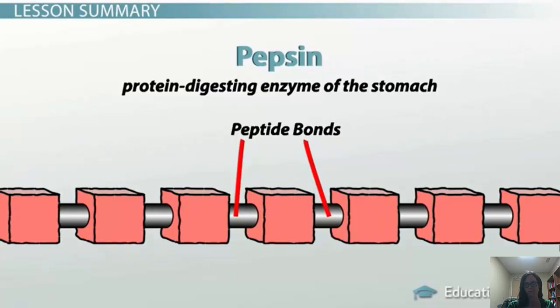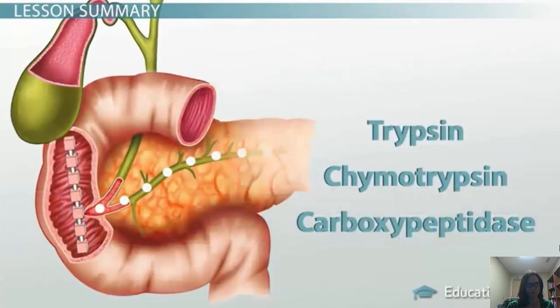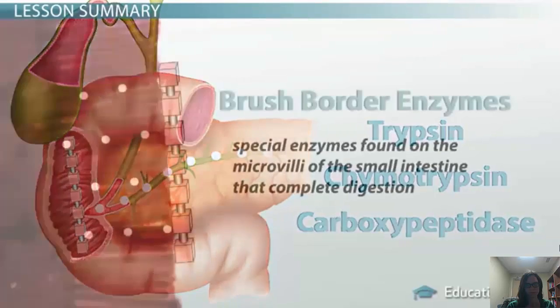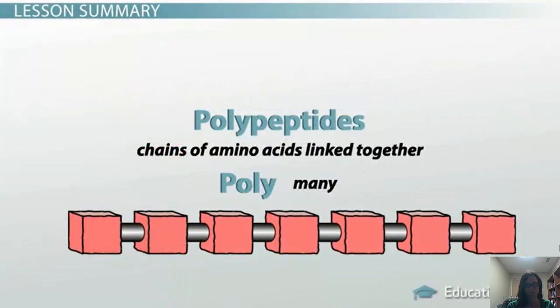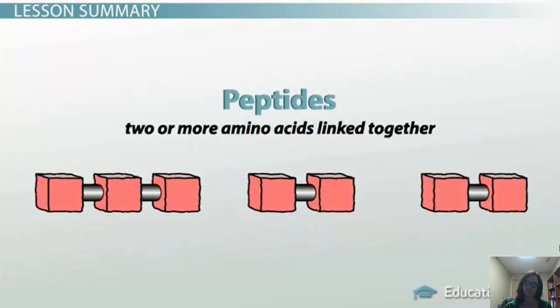Protein digestion begins with the action of an enzyme called pepsin. Pepsin is the active protein digesting enzyme of the stomach. Pepsin acts on protein molecules by breaking the peptide bonds that hold the molecules together. Digestion of protein is completed in the small intestine by pancreatic enzymes trypsin, chymotrypsin, and carboxypeptidase. These enzymes also get some help from the brush border enzymes found in the small intestine. When proteins are broken down, they create polypeptides, which are chains of amino acids linked together, and peptides, which are two or more amino acids linked together.